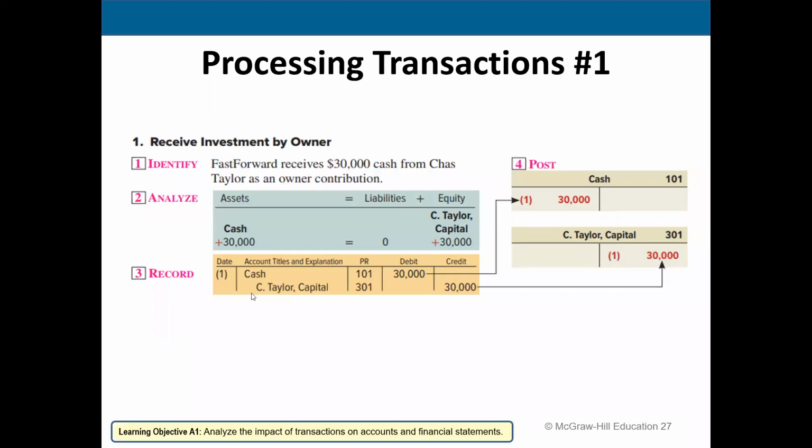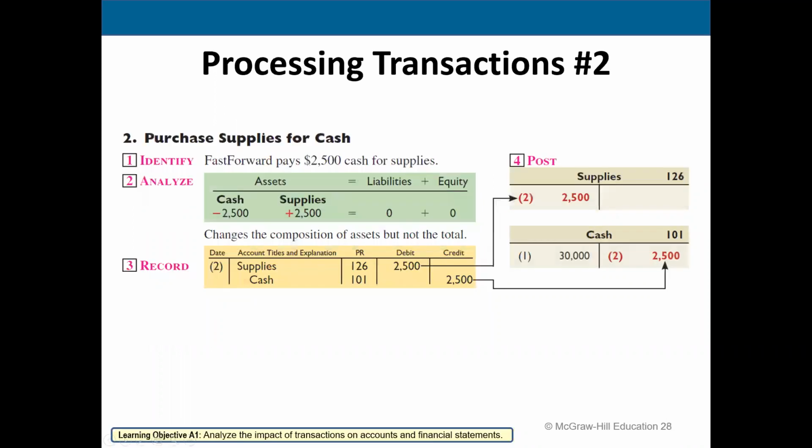All right, so let's take a look at another transaction. So here we purchase supplies for cash. So again, identify what's happening. We're buying supplies for cash, and then I identify, well, what accounts are involved in that. So the supplies account and the cash account, and what's happening with them. Well, supplies account is an asset and it's increasing, and the cash account is an asset and it's decreasing.